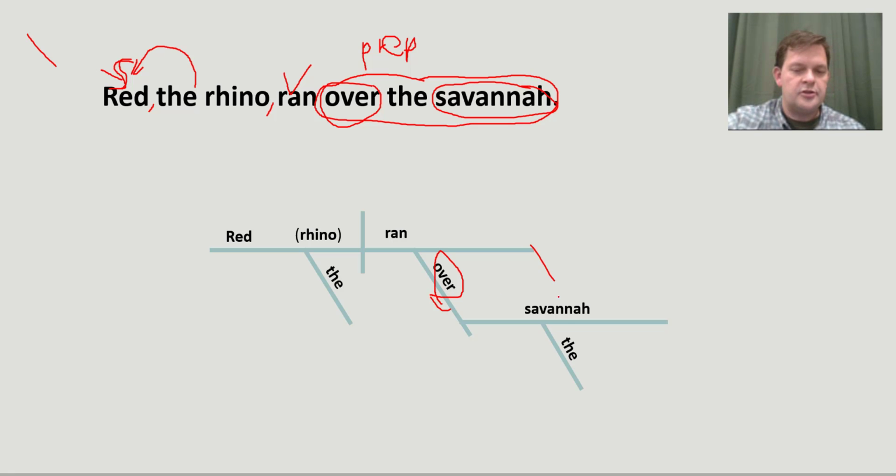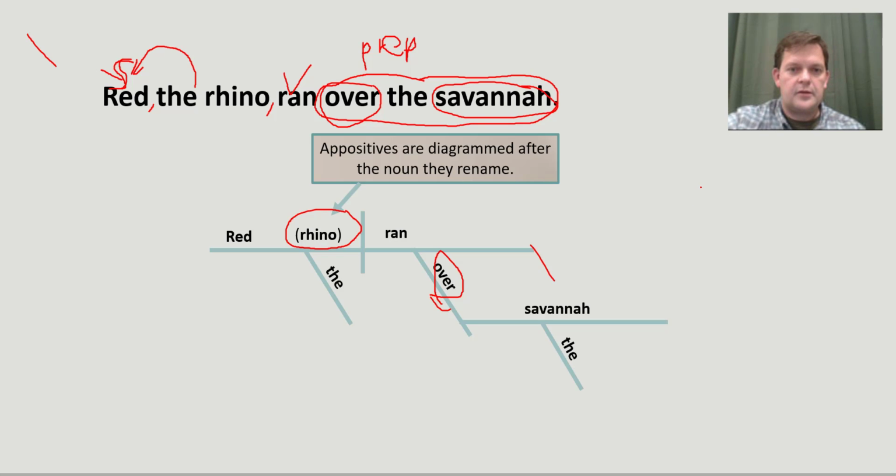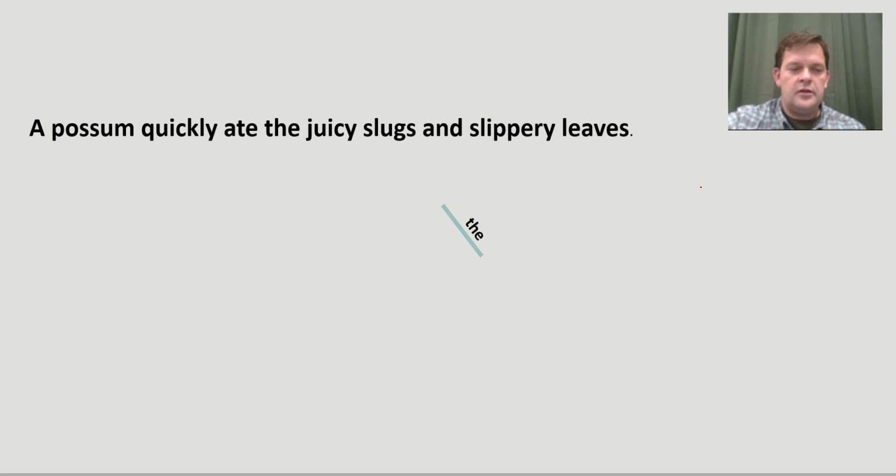Over is your preposition. Savannah is the object of the preposition. The is the article. Rhino, again, is the appositive that renames red. The article is simply modifying rhino. And that's really your sentence. Let's look at another one. This sentence is: A possum quickly ate the juicy slugs and slippery leaves.